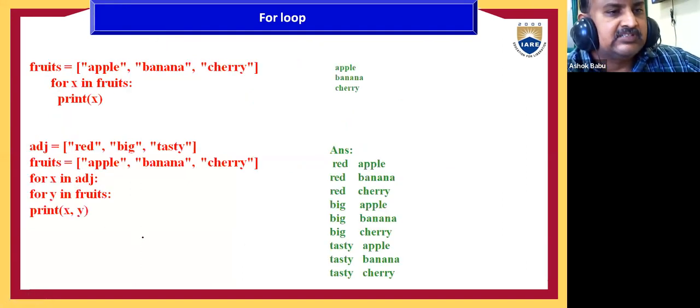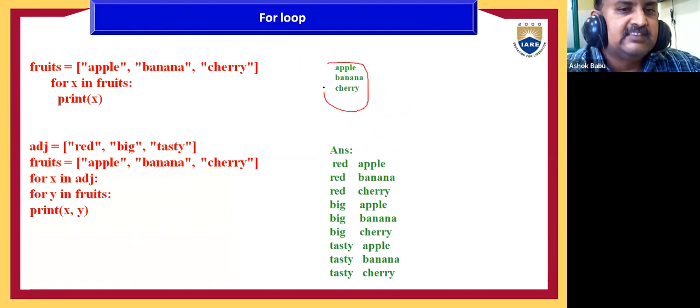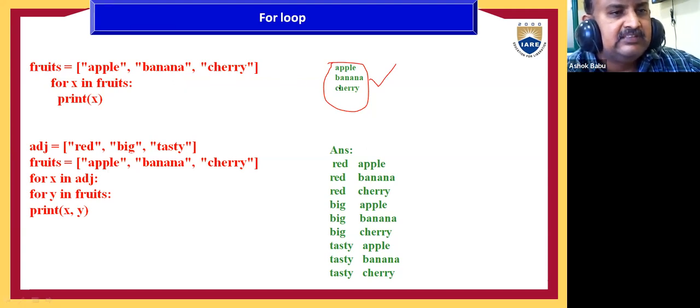Then we'll go to the next one. It is some different type of program. Here I need to print some strings. The strings are apple, banana, and cherry. There are three strings, and I need to print the three strings.